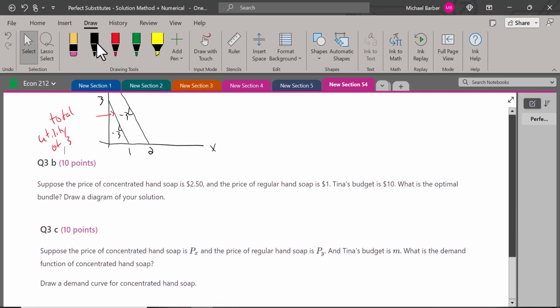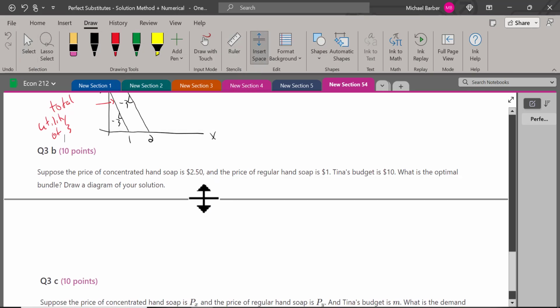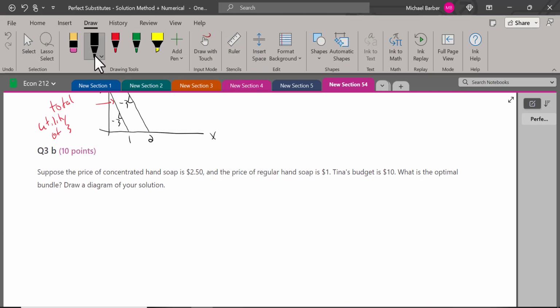So question B, or part B, I should say. Suppose the price of concentrated soap is $2.50 and the price of regular soap is $1 and Tina's budget is $10. What is her optimal bundle? Draw a diagram of your solution. Maybe we can just see from the numbers what it's going to be, but we should be careful about making sure we understand the method, so we can't just write down a list.